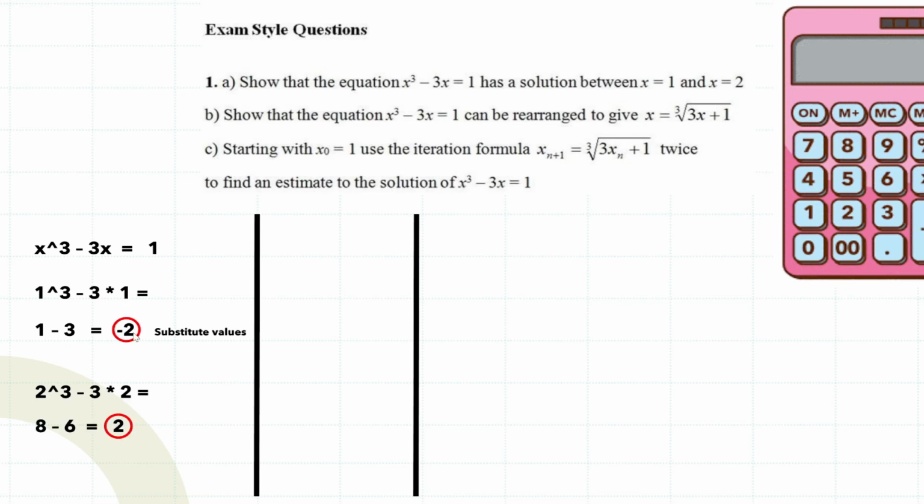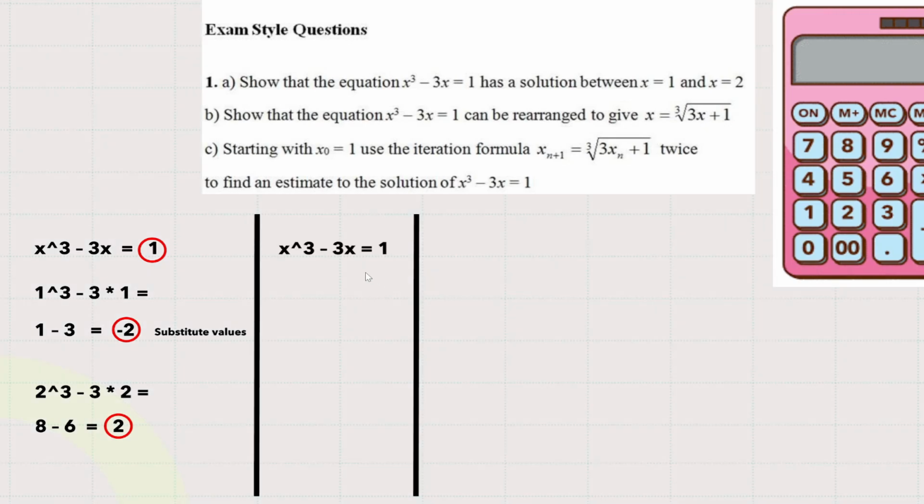Now we can check these values here, and as you can see, the original value that we're trying to find is 1, and that value of 1 is in between the values of minus 2 and 2 here. So therefore the value has to be between 1 and 2, as 1 is in between the two values that are possible here. Now we're going to rearrange this formula to get that.